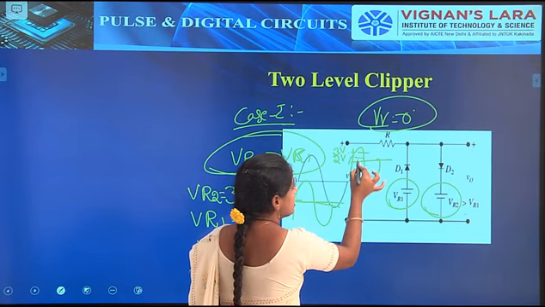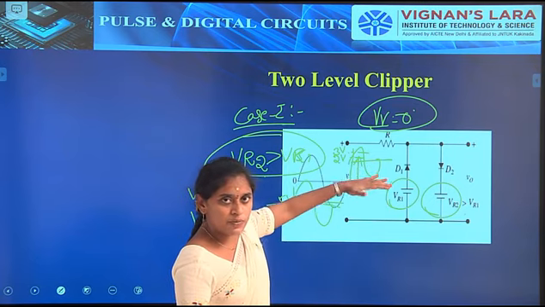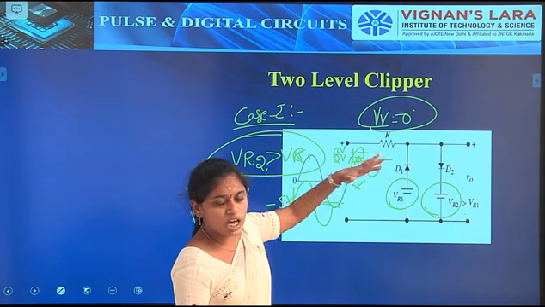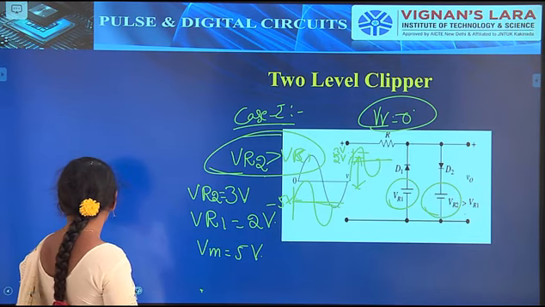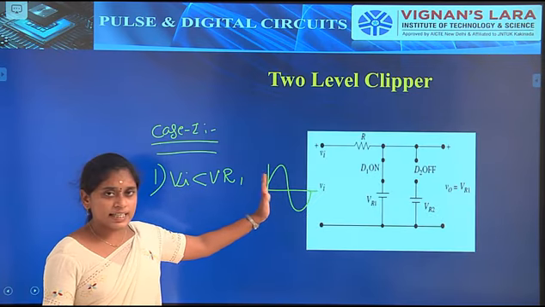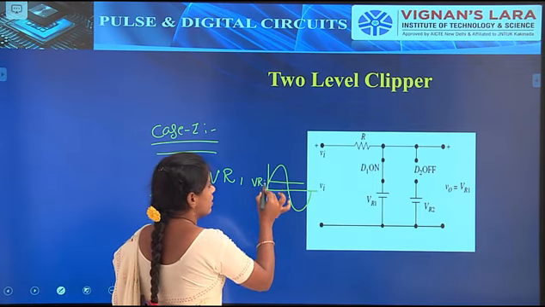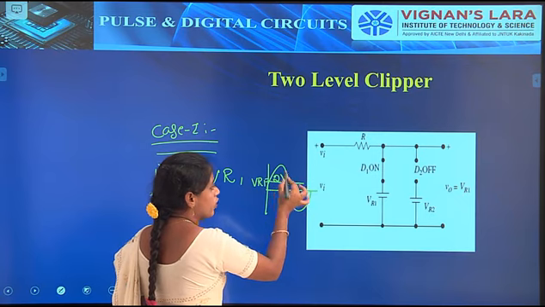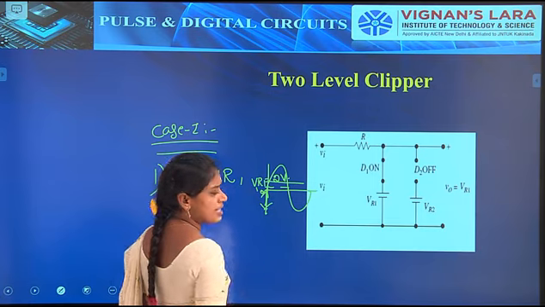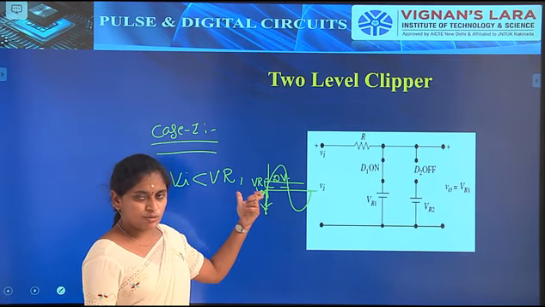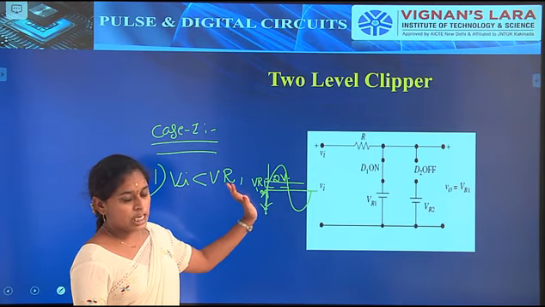So the input signal is less than this condition. What happens? The input signal may be 1 volt or 0 volt or minus 1 volt or minus 2 volts and so on up to minus 5 volts. What happens? We have to check. So that is, the input signal is less than VR1. So this is VR1, and we have assumed that VR1 will be 2 volts. Up to this is 1 volt or 0 volts, any less-than condition. So we have to assume that the input signal will be 0 volts.